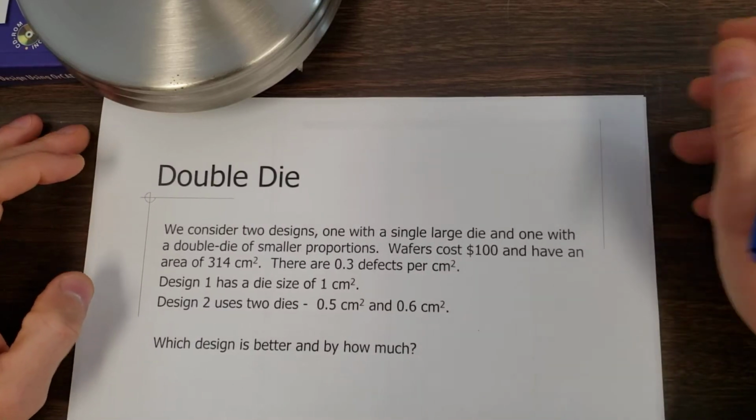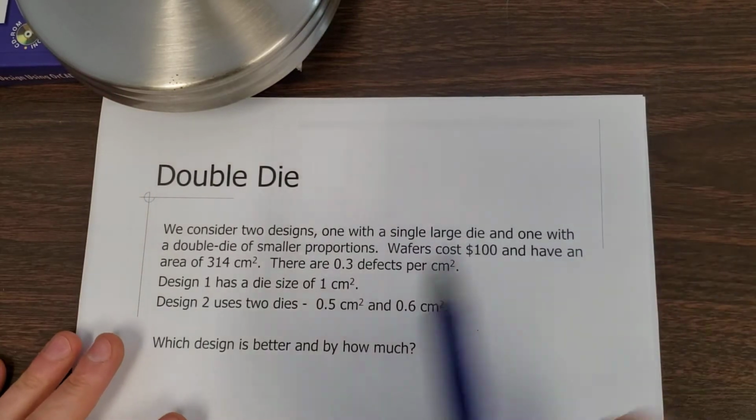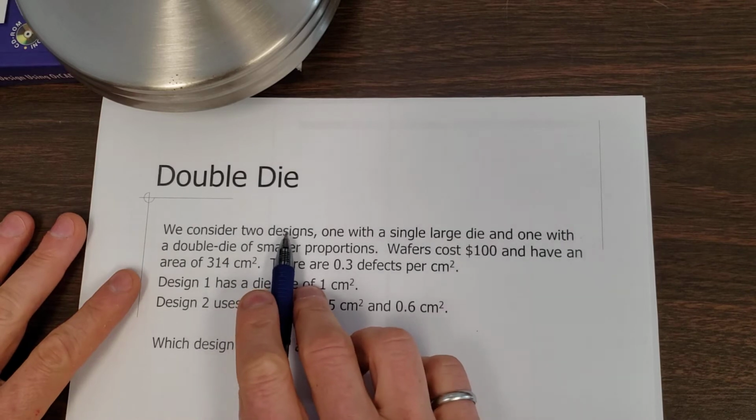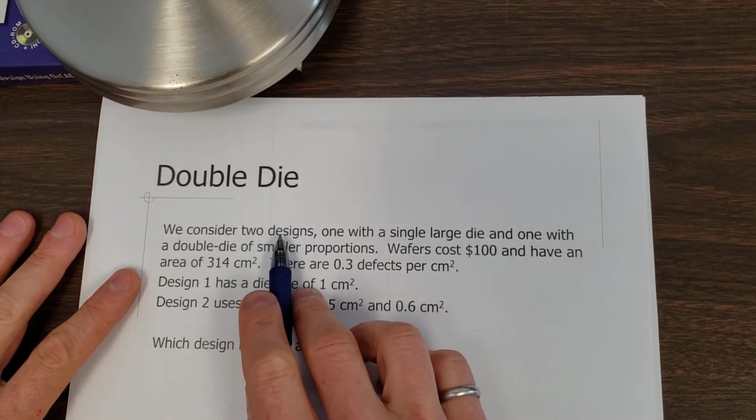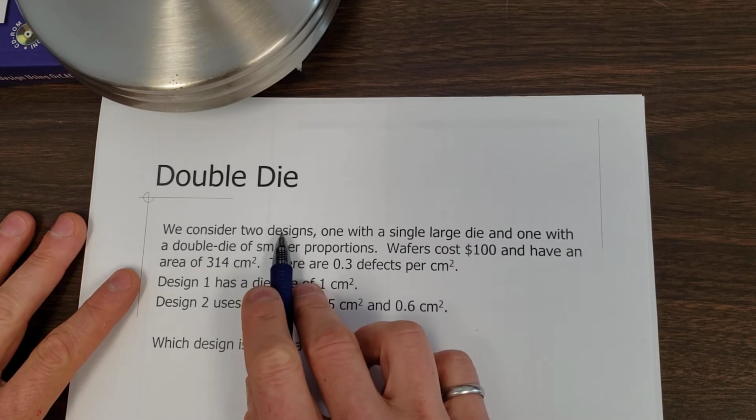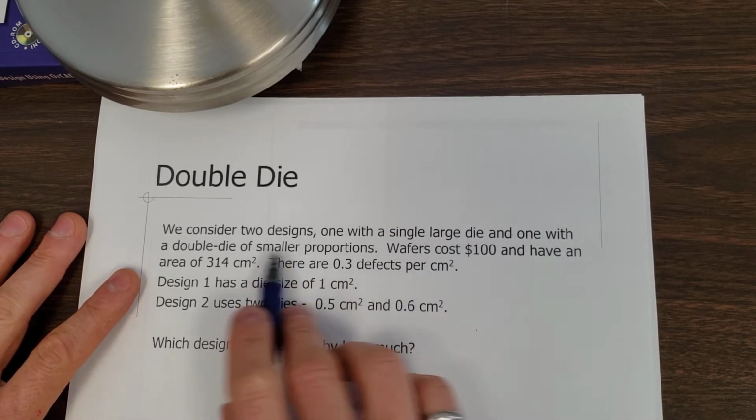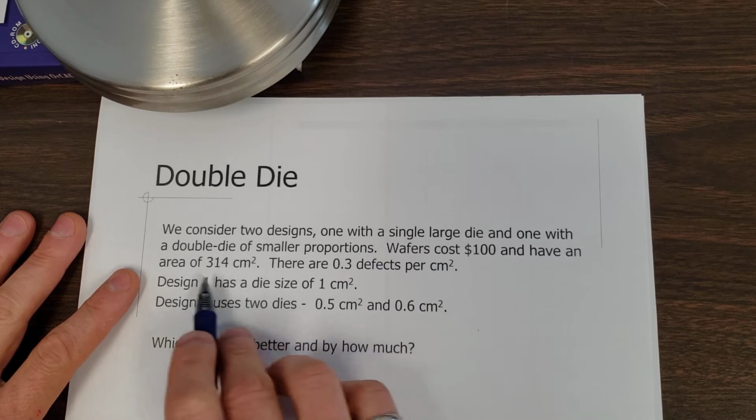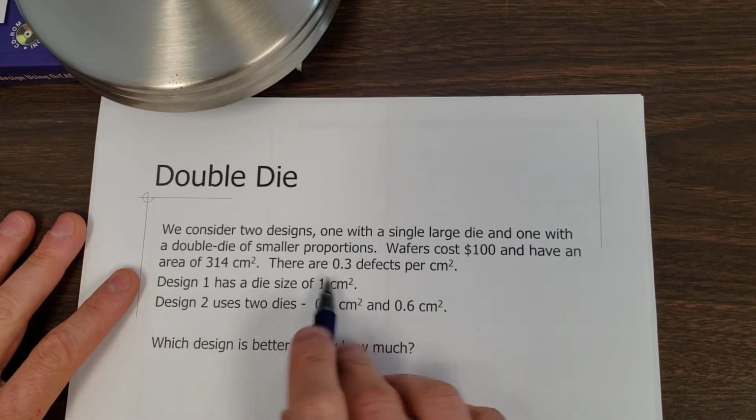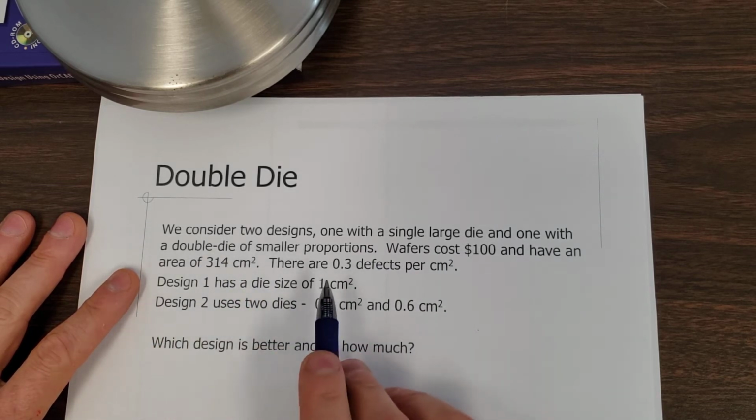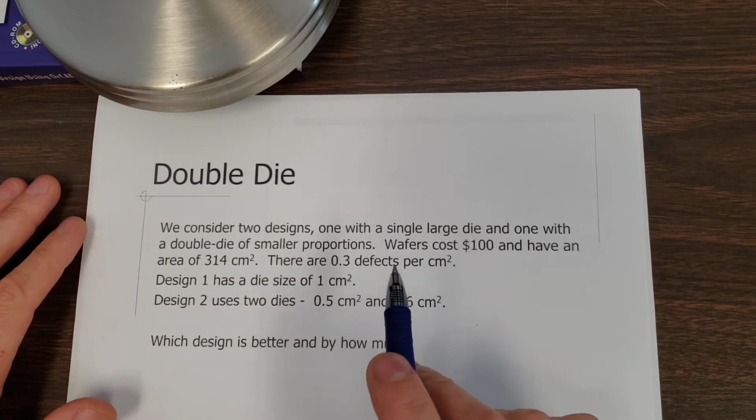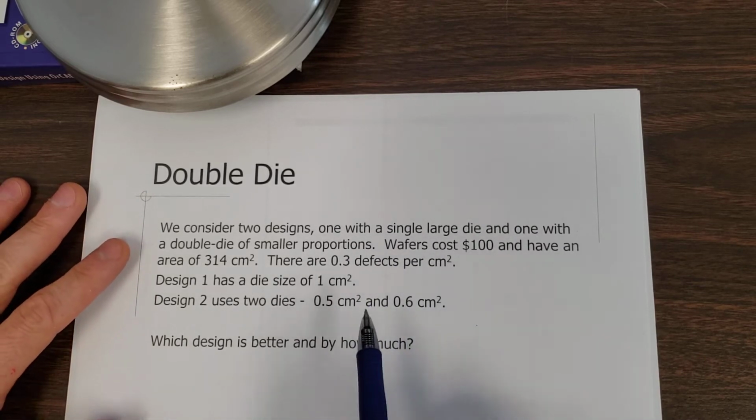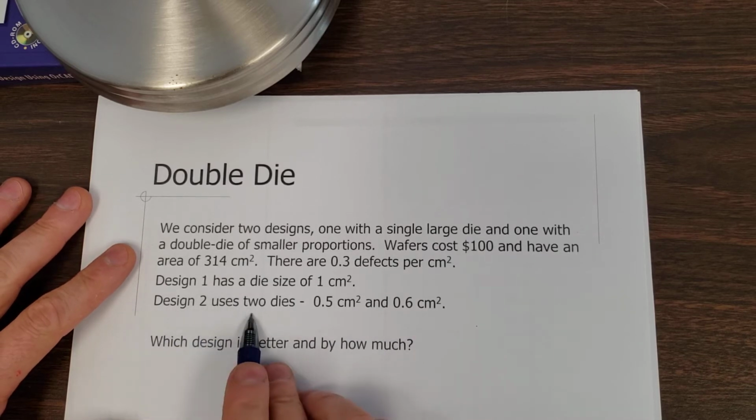In this next problem, we are asked to consider two different designs. One design puts all the circuitry into one integrated circuit, one core, and that one has an area of 1 centimeter squared. So we have a big one, or we can break the design into two, and we can independently manufacture two dies.